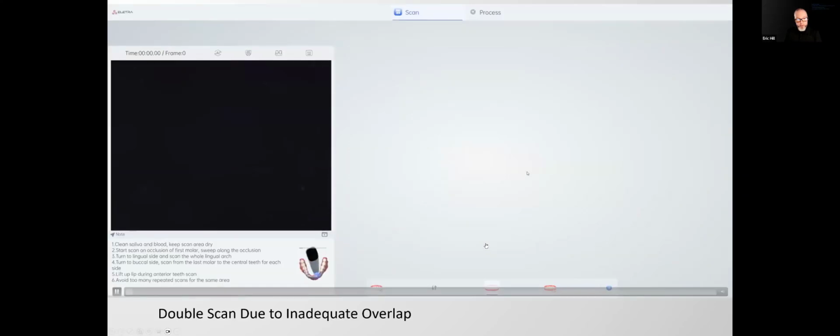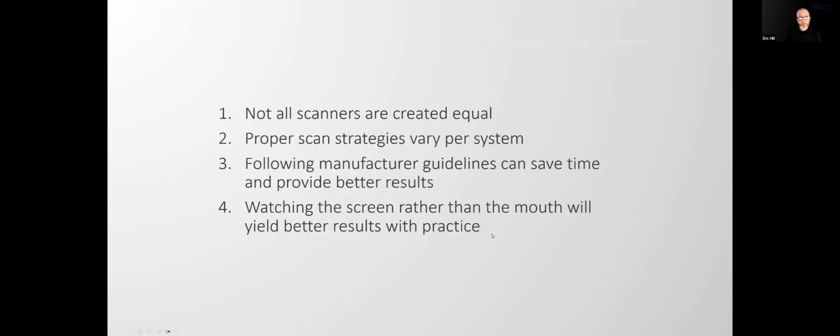Okay, we saw the double scan here. So another thing we should talk about is not all scanners are created equal, of course. Proper scan strategies will vary per system, like I mentioned earlier. Following manufacturing guidelines will certainly provide better results. But even in those scenarios, if you don't get proper training, you potentially could have some issues.